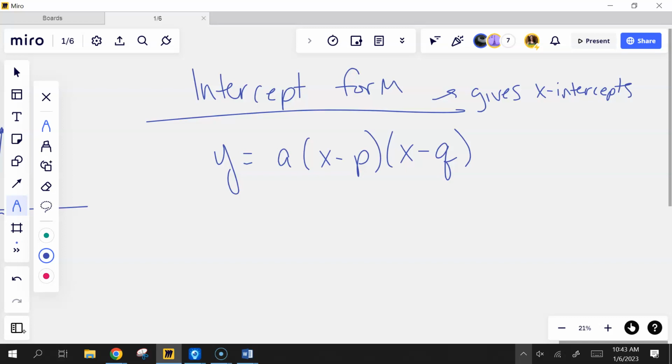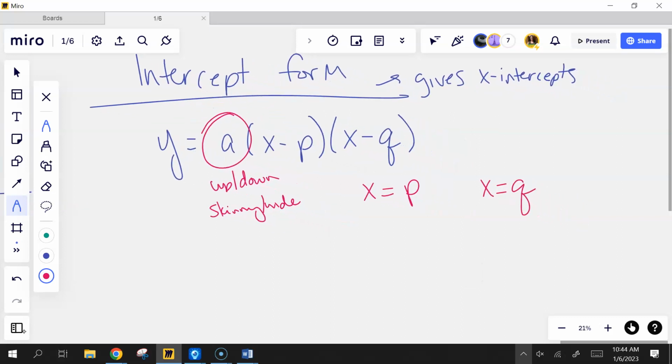All right. One thing that's in all 3 forms is still here: a. Same variable, same thing. Up, down, skinny, wide. Okay? I'm not going to rewrite everything again. I'm just going to put up, down, skinny, wide. Now, the intercepts. Here's where it gets a little bit confusing. x equals p and x equals q, but because these signs are minus here, these are both opposite signs. These are my intercepts.